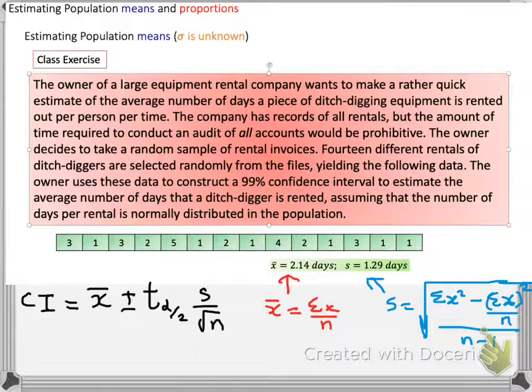Also, your sample standard deviation is not provided for you, but you have the data. You will remember also that in chapter 3, we can calculate the standard deviation for ungrouped data using the formula as shown. So if you use that formula, you will get 1.29 days. And we know that the number of things in the sample data is 14, right? N is 14 in here.